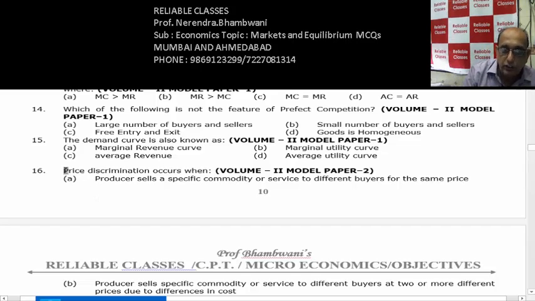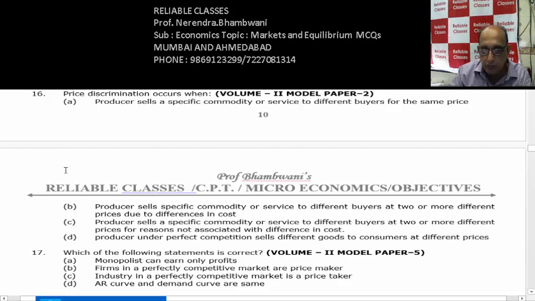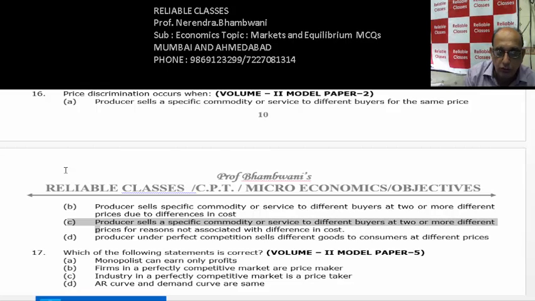Price discrimination occurs when? Price discrimination means charging different prices to different types of customers. Producer sells specific commodity to different buyers for the same price? No. Producer sells a specific commodity or service to different buyers at two or more different prices due to difference in cost? He is selling at two different prices, but it is not due to difference in cost. Producer sells a specific commodity or service to different buyers at two or more different prices for reasons not associated with difference in cost. This should be the answer C.